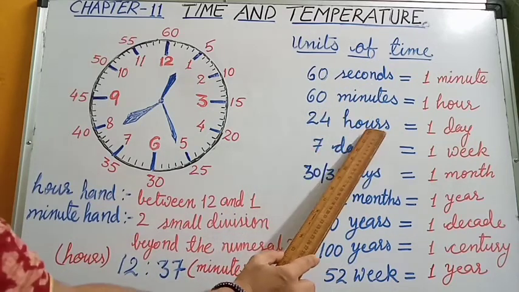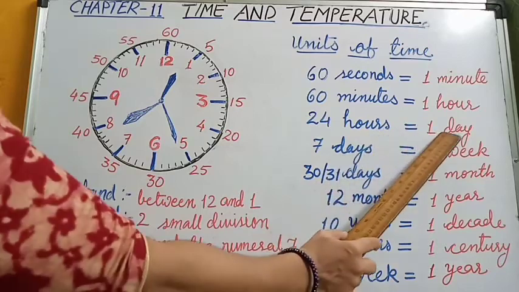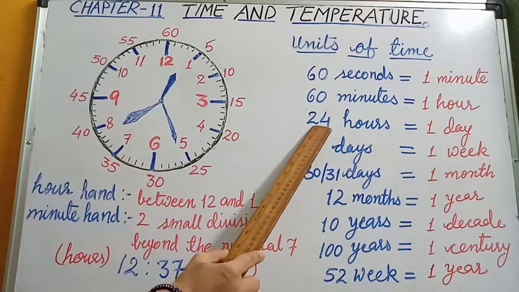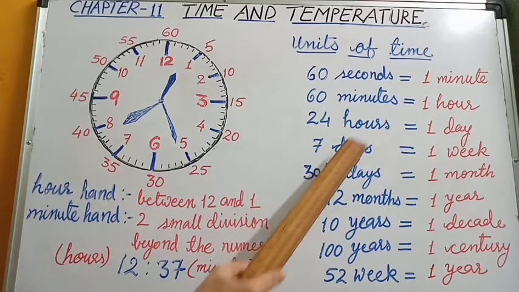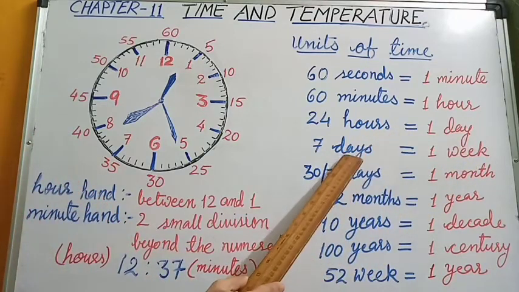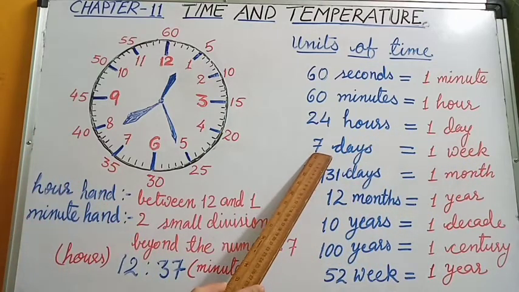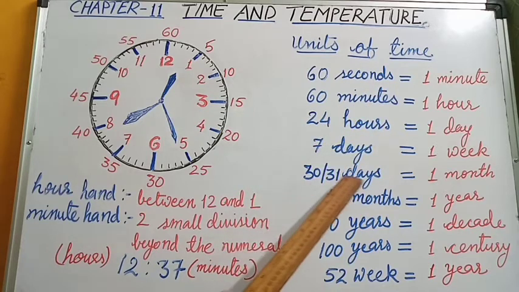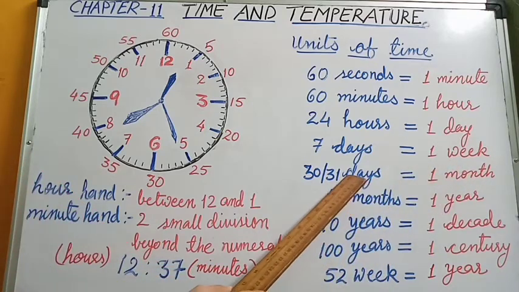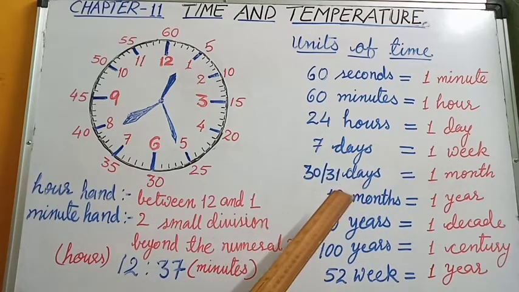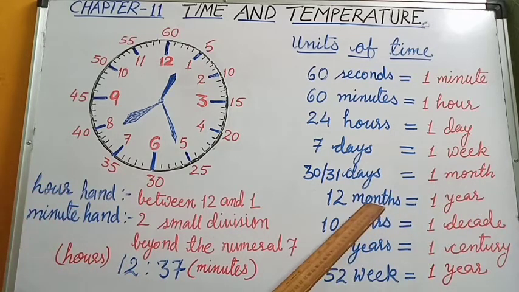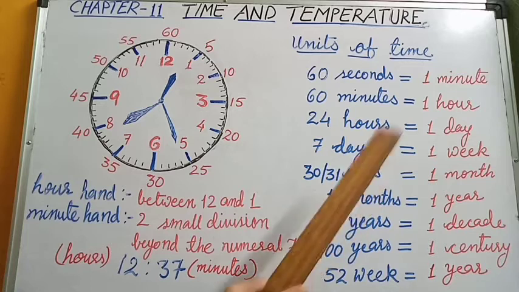When 24 hours come together, it will make one day. So when we have to convert days into hours, we have to multiply by 24. 7 days make one week. So whenever we have to convert weeks into days, we have to multiply by 7. 30 or 31 days make one month. So when we have to convert months into days, we have to multiply by 30. 12 months make one year. So to convert 1 year into months, we have to multiply by 12.